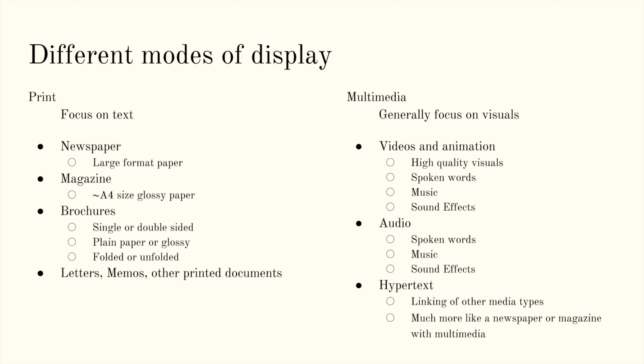So, in terms of the different modes of display, in terms of print, there's a focus on the text, okay? Obviously, with newspaper articles, there are sometimes some very large images, but the majority of the content is delivered through the text. In terms of newspapers, we have large format paper. In terms of magazines, we have roughly A4 size glossy paper.